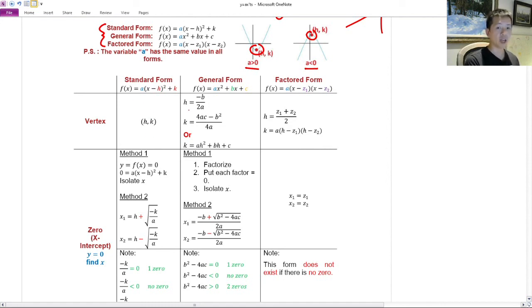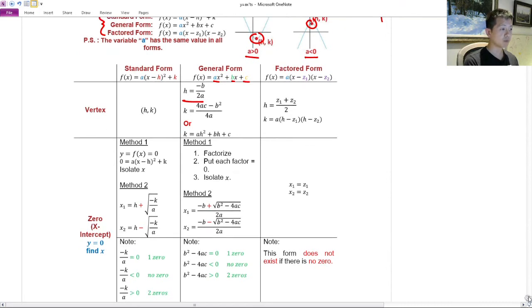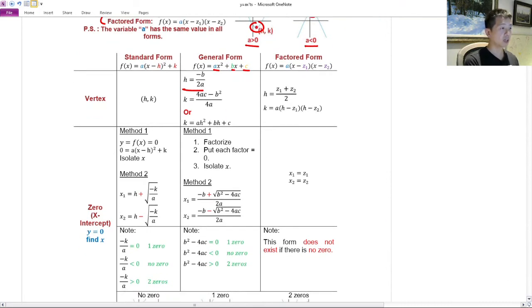In general form, we have actually formulas to find that. So this is h equals to minus b over 2a. So we see that a, b, and c, right? So you have to really be careful on these. Remember to extract the correct coefficient. So you have to always put that in order. So ax squared plus bx plus c, the constant. Okay, and k is 4ac minus b squared over 4a.